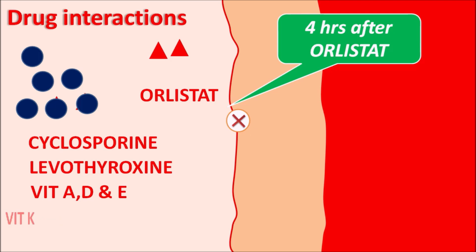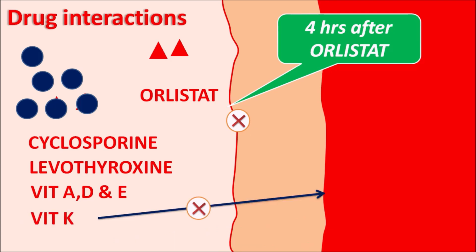And here the absorption of vitamin K is more important because when the absorption of this vitamin is reduced, it may increase the action of warfarin because warfarin is a vitamin K antagonist. So in the patients who are taking warfarin, the action of warfarin may be increased, resulting in the hemorrhage. So care should be taken to reduce the dose of the warfarin in presence of orlistat.